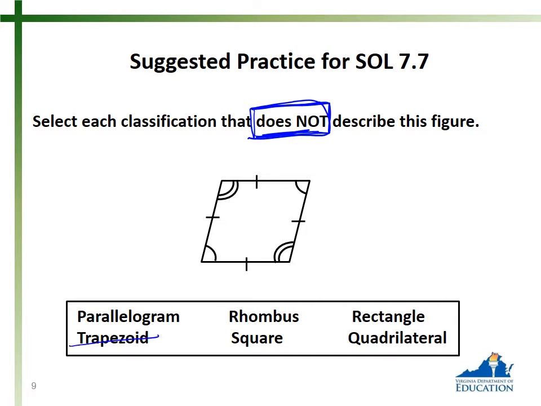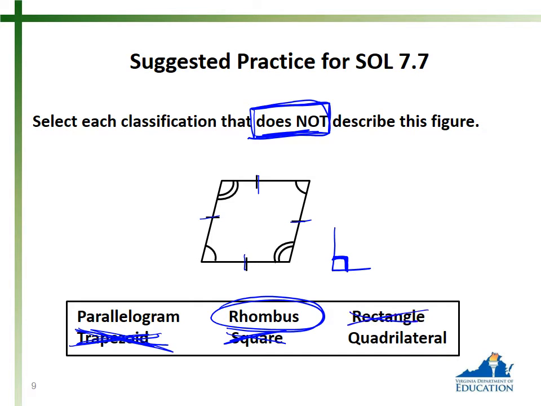So we can already eliminate trapezoid because that's the one that has one pair of parallel sides. A square means that every angle measurement needs to be 90 degrees. And so here, the way that's denoted for a square would be the square in each corner. So we can eliminate square. We can say that this is definitely a rhombus because each side is congruent to each other. Opposite angles are congruent, which means that the opposite sides are also parallel.